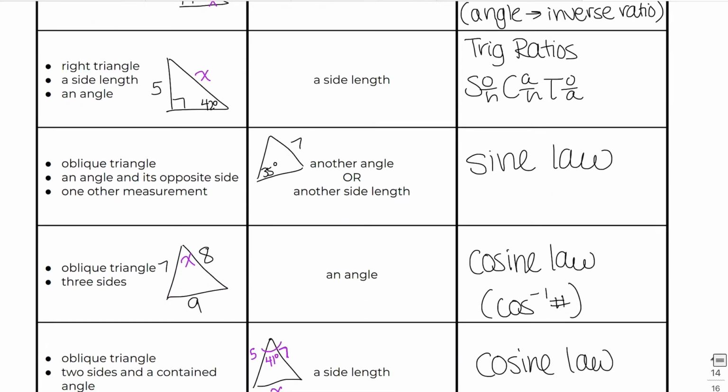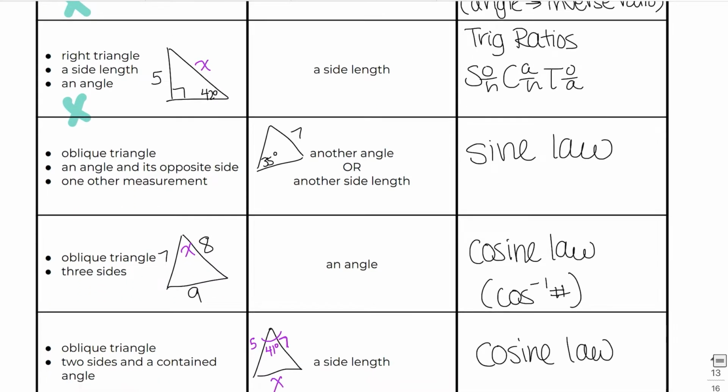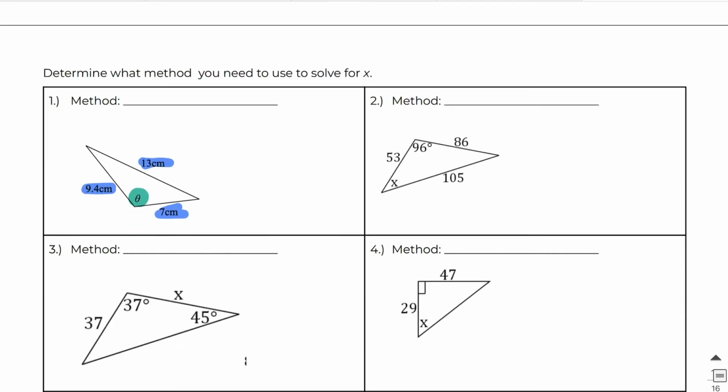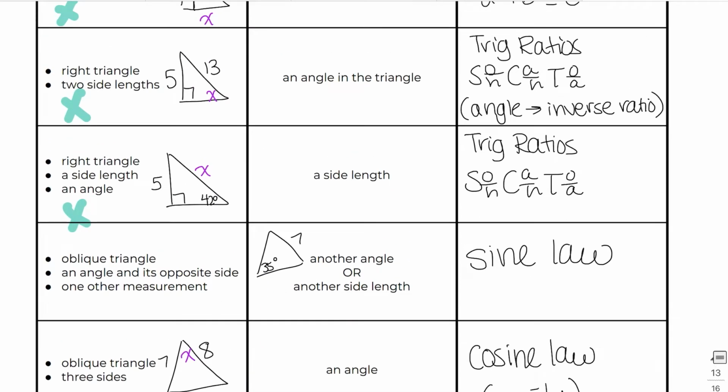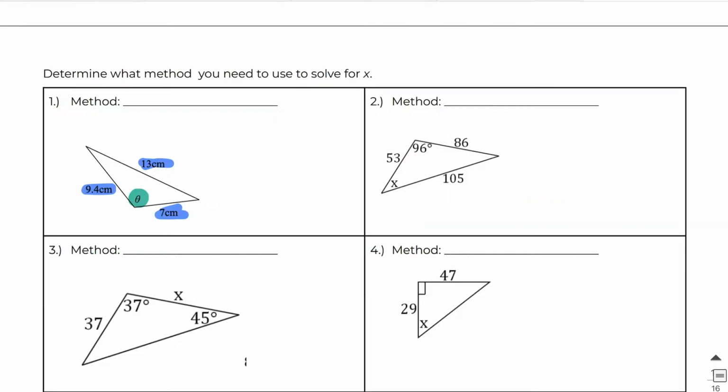So I'm going to take a look at what we have here. I'm not told 2 angles of any triangle. I am not told that I have a right triangle, so it's none of these. I am told I have an oblique triangle, but I don't have an angle on its opposite side. I don't even have an angle at all, so that's not going to work. I'm told I have an oblique triangle and I have 3 sides, so that means that I'm going to have to use cosine law. But because I am told to figure out an angle, I'm going to have to do inverse cosine.